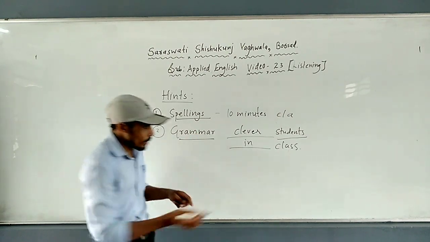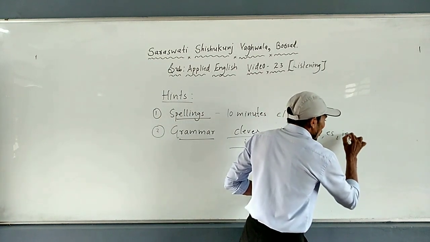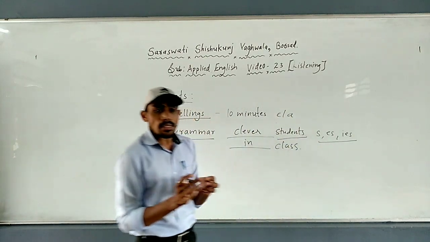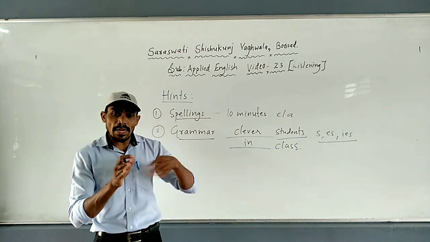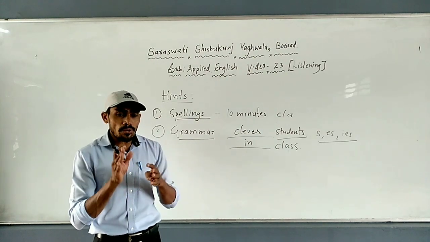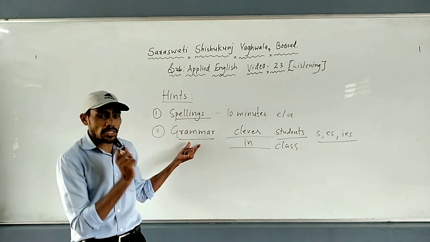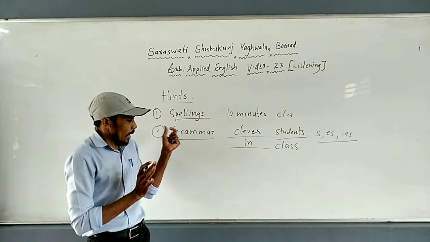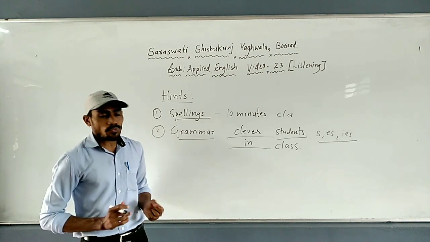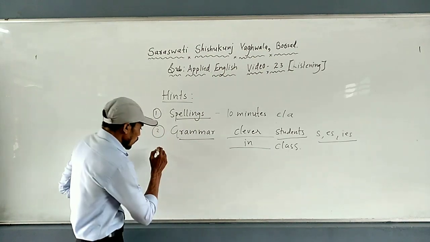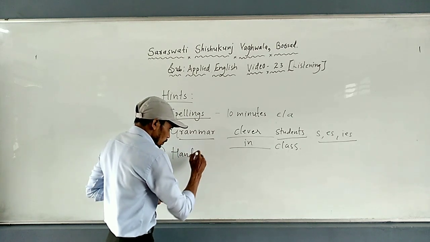And sometimes you need to write S, E-S, yes, E-S and I-S. Where there is a third person singular, keep in mind S, E-S and I-S at the end of a verb whenever you are talking about third person singular. So yes, students, this is the second strategy or hint you can say, and it is grammar. The first one is spelling, the second one is grammar. You need to focus. The third one, that is called handwriting.